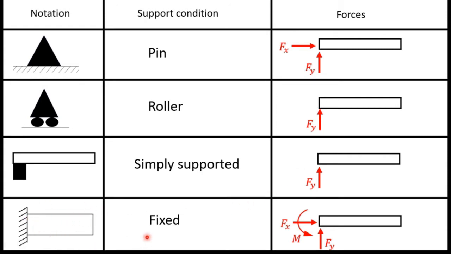If we have a fixed support we mark three components, which are two force components and one moment component. So you can see in this diagram there are three components, Fx, Fy and M. M is the moment.